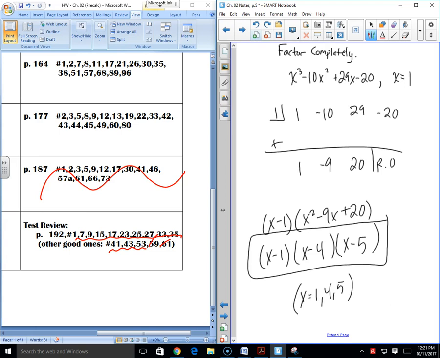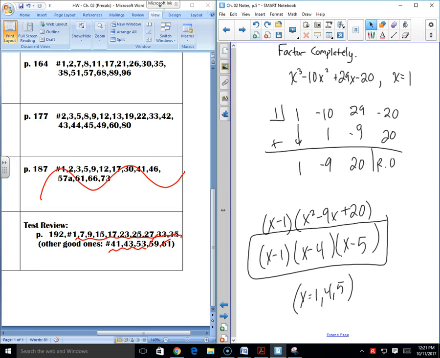So for synthetic division, you're basically just adding, right? Like negative 10 plus 1. Good. Well, you bring down the 1 first, but then you multiply and then you add down. Good. And then 29 plus negative 9, which is 20. And then negative 20 plus 20 is 0. Does that make sense? Good. All right, kiddos, those are great questions from the quiz.